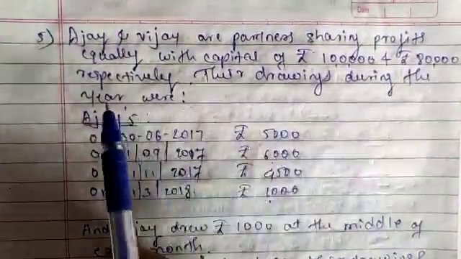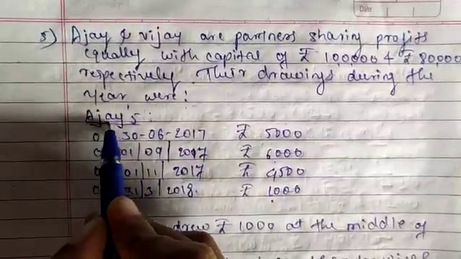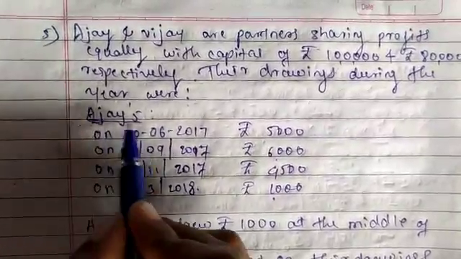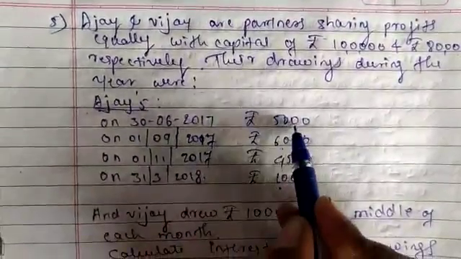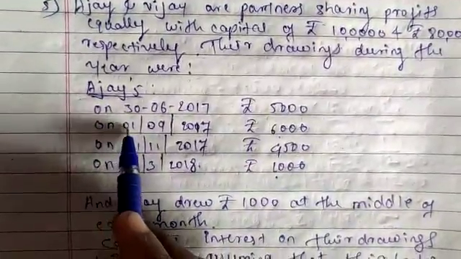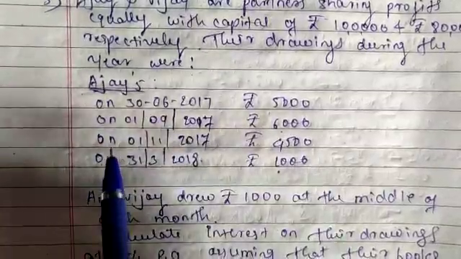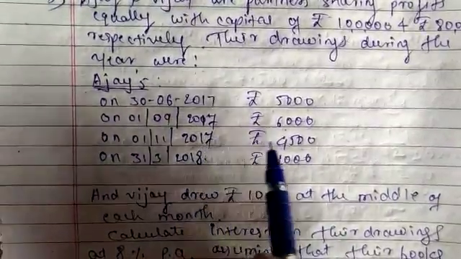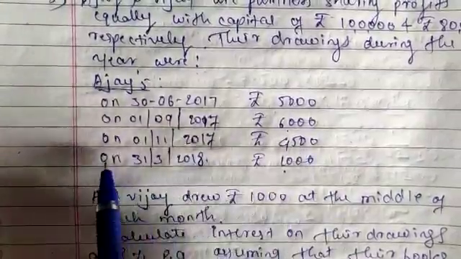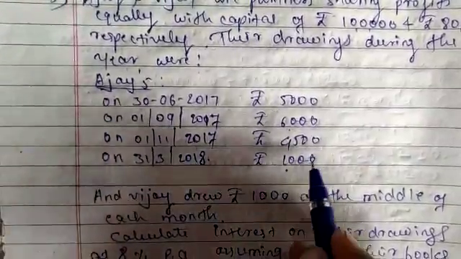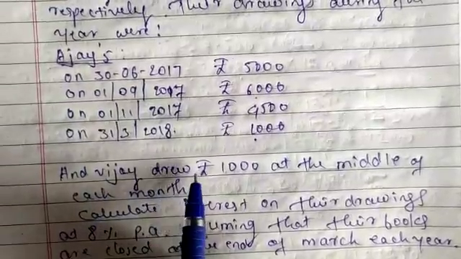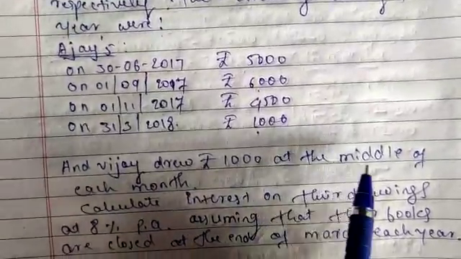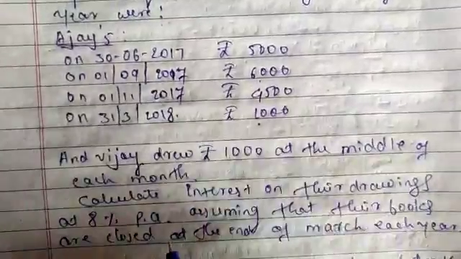Their drawings during the year: only Ajay's drawings are given here. On 30th/6/2017, rupees 5,000. On 1/9/2017, rupees 6,000. On 1/11/2017, 4,500. On 31st/3/2018, it is 1,000. And Vijay withdrew rupees 1,000 at the middle of each month.